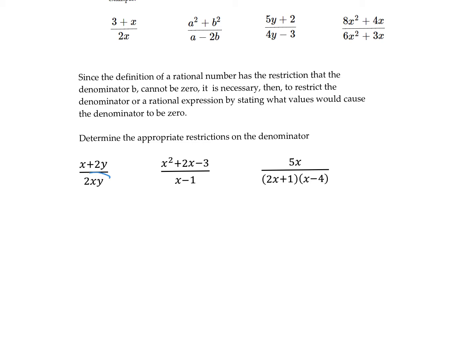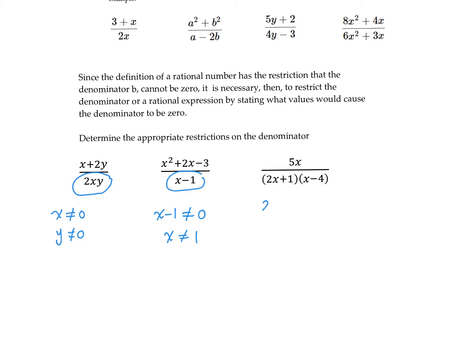So all we have to look at is the denominator, not the numerator, and 2xy cannot be 0. So that means x could not be 0 because 2 times 0 would be 0 and y could not be 0. In this denominator, we have x minus 1. So if we set x minus 1 not equal to 0 and then solve for x, then x cannot equal 1 because 1 minus 1 would give us 0.